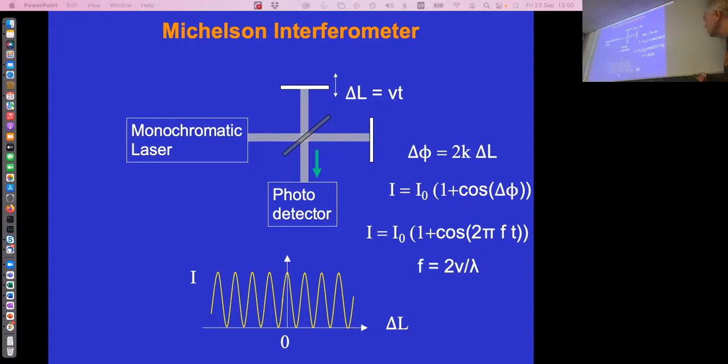And that frequency is given by 2 times the velocity of the mirror divided by the wavelength. So when I move my mirror with a constant velocity and look at this signal, it will change as a function of time. This oscillation then has a certain frequency, given by 2 times the velocity of the mirror divided by the wavelength. So I can turn that moving mirror signal that I measure on my detector into a frequency.